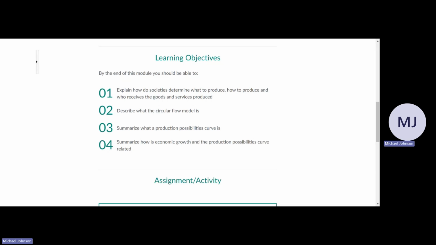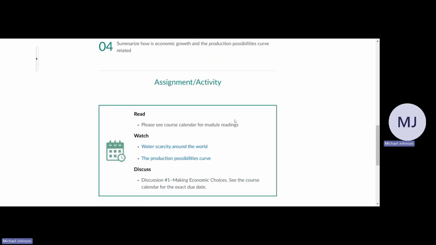In this module, we'll explain how societies determine what to produce, how to produce, and who receives the goods and services produced, describe what the circular flow model is, summarize what a production possibilities curve is, and summarize how economic growth and the production possibilities curve are related.